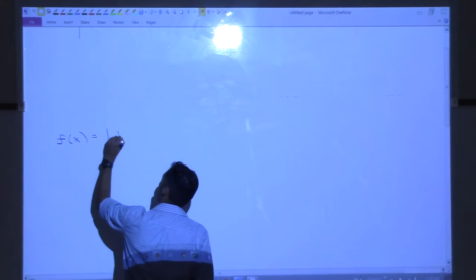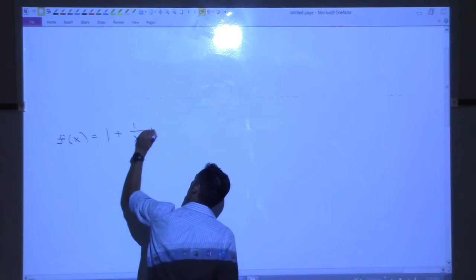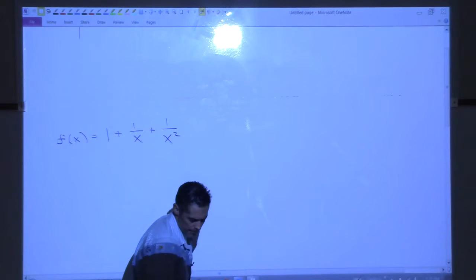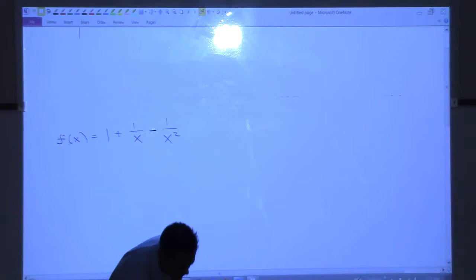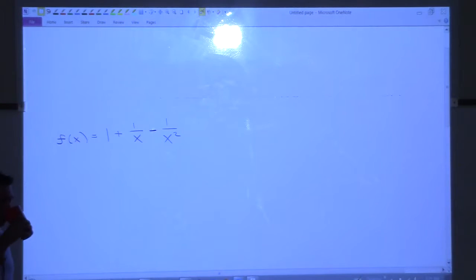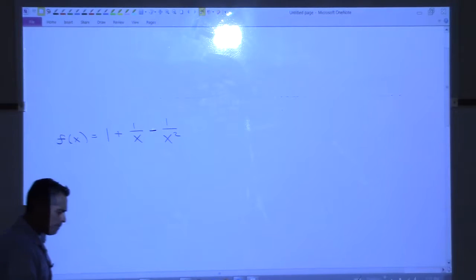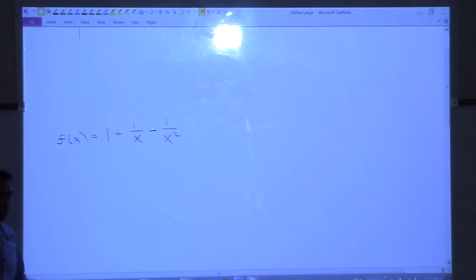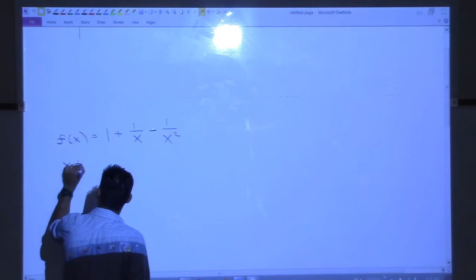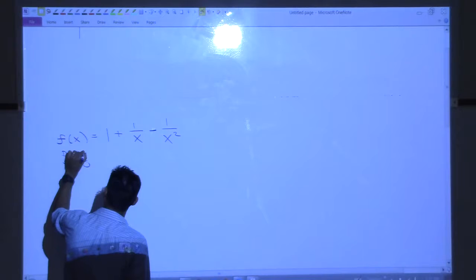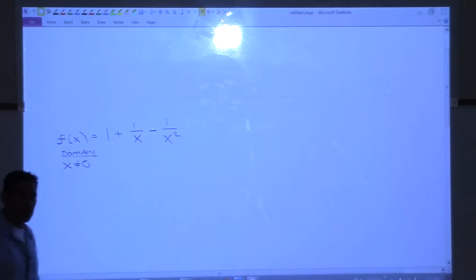The function is 1 plus 1 over x minus 1 over x squared. Oh, no, that's a minus here. Sorry, minus right there. Okay, let's talk a little bit about this. Do we have any domain problems? We do at 0, right? So let's keep that in mind here. For this, x cannot be 0. When we're talking about domain, x cannot be 0. Let's just keep that in mind as we move through this problem.